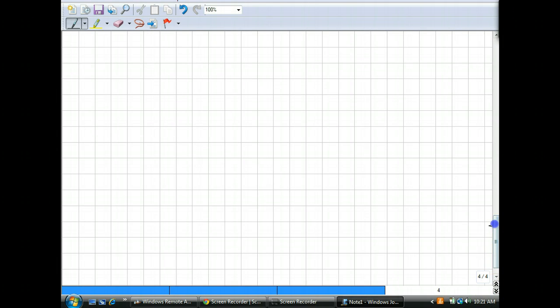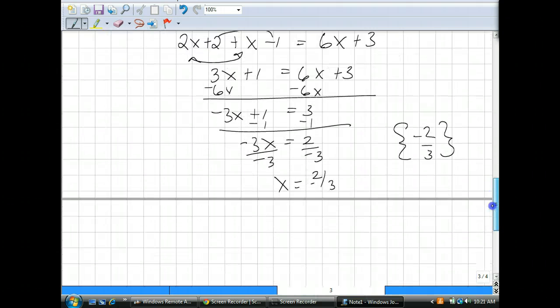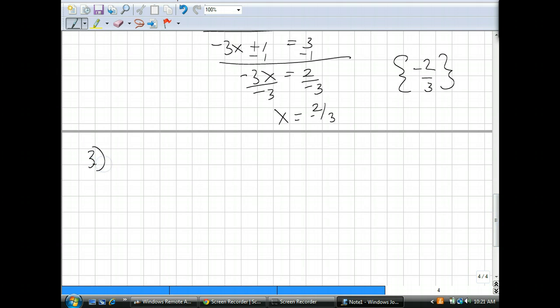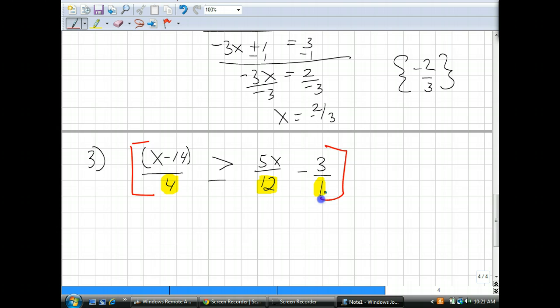Now let's look at an inequality. So example 3. Let's look at x minus 14 over 4 is greater than or equal to 5x over 12 minus 3. Now let's make that 3 a fraction. It's really 3 over 1. So then we look at the denominators, 4, 12, and 1. And what's the least common multiple of 4, 12, and 1? Well, that's going to be 12, so we're going to multiply the whole inequality by 12.